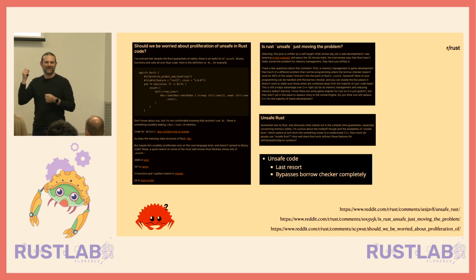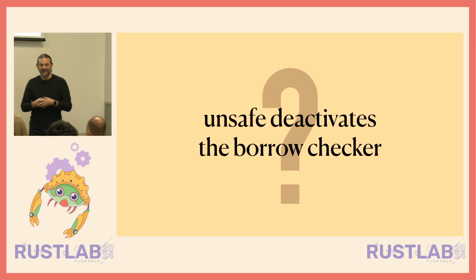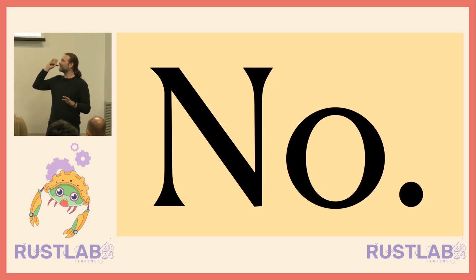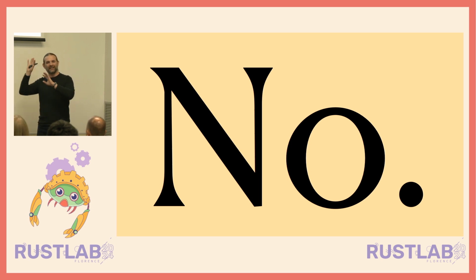And this one particular posting triggered me to research more about Unsafe Rust, to see what it's really about, and to ask the question, for example, does Unsafe Rust really deactivate the borrow checker? First of all, little spoiler, the answer is no. That's the biggest no that I could put up on a slide. I would have used the Italian no, but it has 1 letter more. So this is the biggest no that I can do. Unsafe Rust does not deactivate the borrow checker.